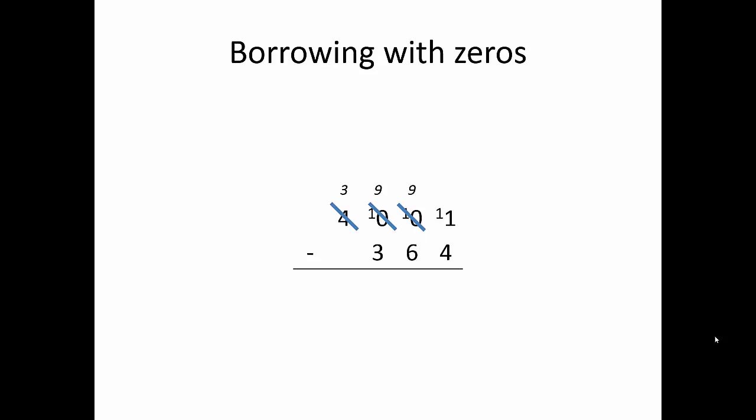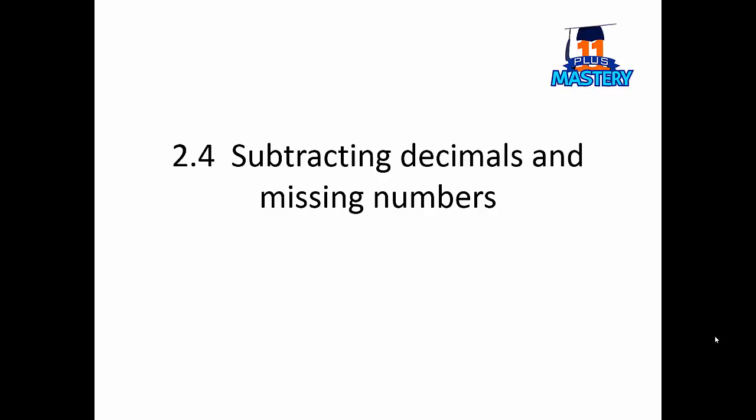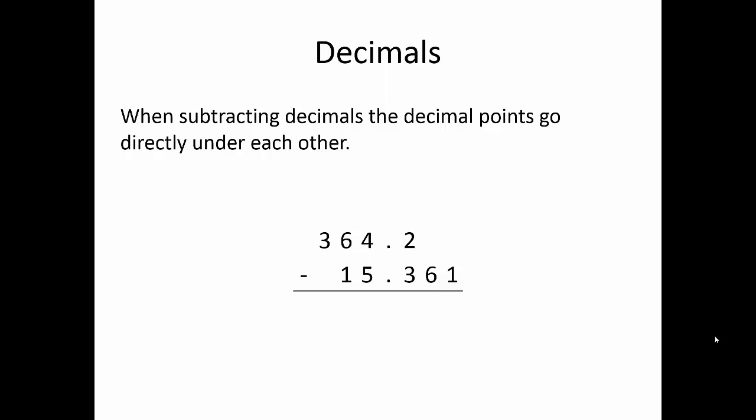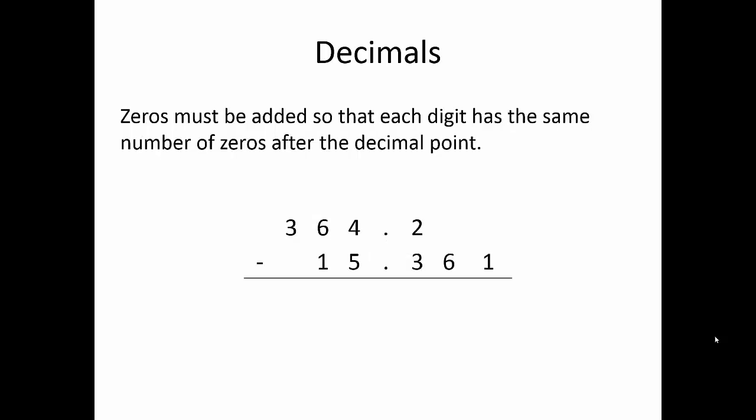Now I can do the subtractions before, starting with the smallest place value. 11 take 4 is 7, 9 take 6 is 3, 9 take 3 is 6, and 3 take nothing is 3, giving the answer of 3,637. If I want to subtract decimals, again the decimal points must go directly under each other. This time zeros must be added so that each number has the same number of digits after the decimal point.